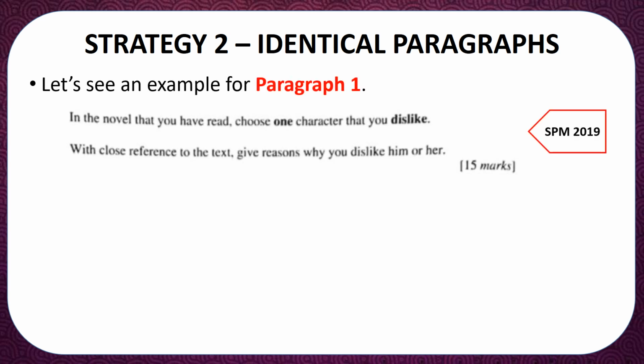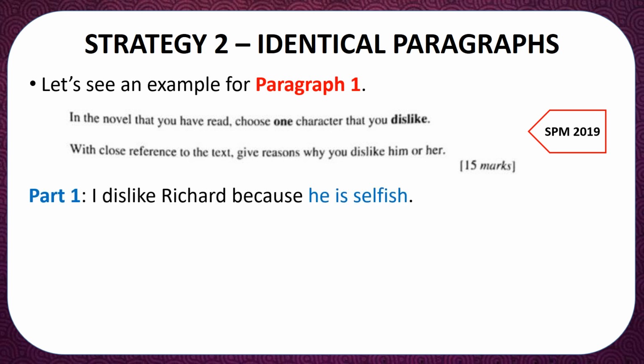Here we will use the question we have seen earlier, which is SPM 2019. So for part 1, you need to mention, I dislike Richard because he is selfish. Remember, earlier when you wrote the introduction, you already mentioned that you dislike Richard because he is selfish and stubborn. So let's say selfish is the first point. So I dislike Richard because he is selfish. And then you need to elaborate.